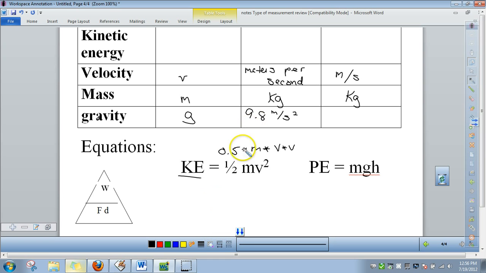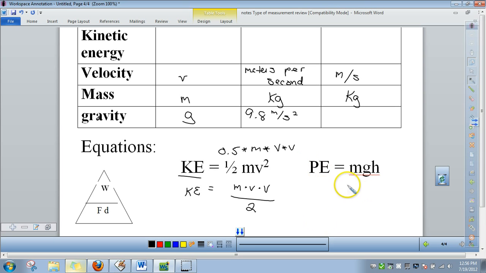You could also figure it out this way. Kinetic energy equals mass times velocity squared, divided by 2. That will also give you the correct answer, and those two answers, regardless of how you figure them out, would be the same.